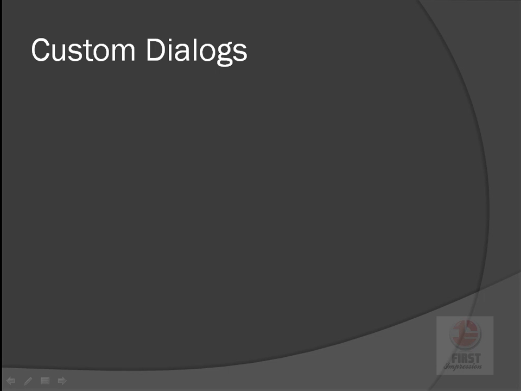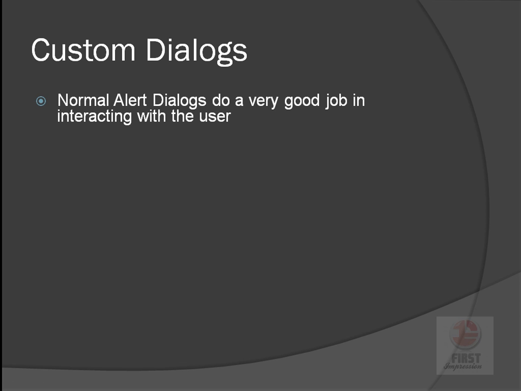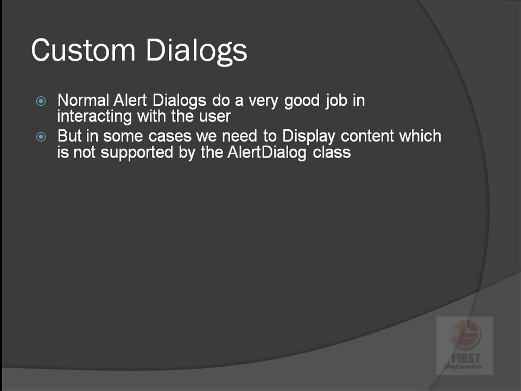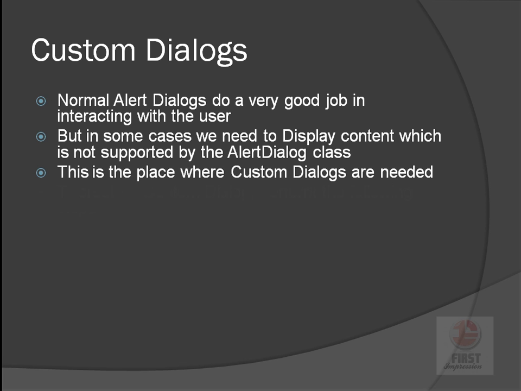After performing alert dialogues, you might have noticed that the format of an alert dialog is very stringent, or very fixed. That is, you can have a title, a message, and 3 buttons. But if you want to create a dialog with more controls, then you have to go towards something called custom dialogues. Normal alert dialogues do a very good job in interacting with the user, but in some cases we need to display content which is not supported by the alert dialog class. This is the place where custom dialogues are needed.